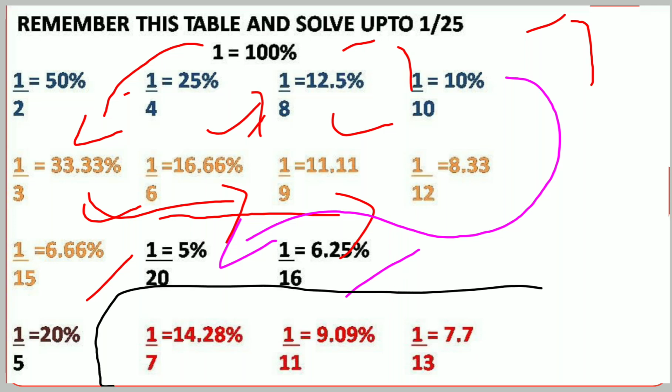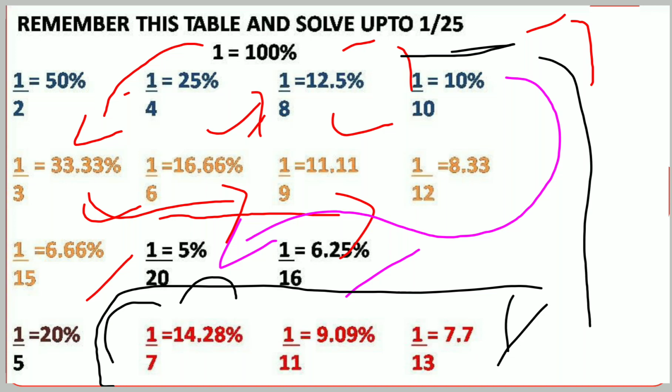Like 1 by 7 is equal to 14.28%. How to remember 1 by 7? 14 is double of 7 and 28 is double of 14. Similarly, 1 by 11 is equal to 9.09%, and 1 by 13 is equal to 7.7%. Solve this table up to 25, and remember, these quantities that I have mentioned are the most important quantities.